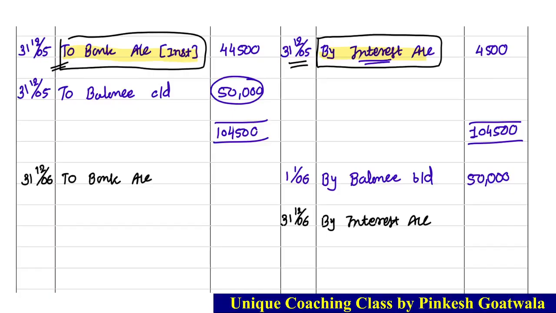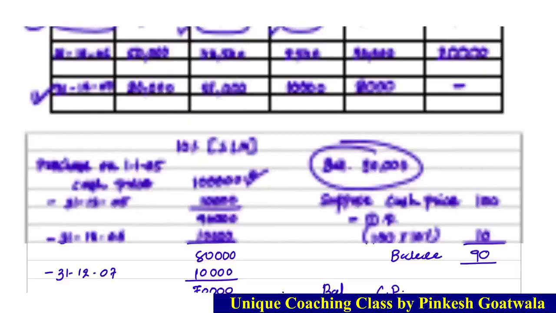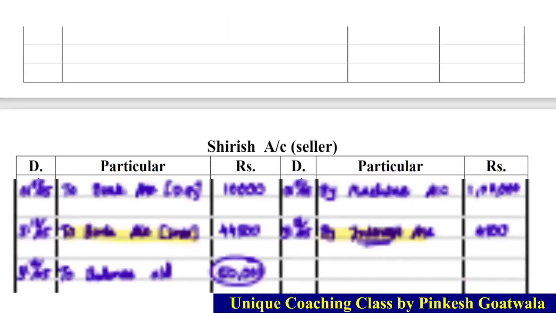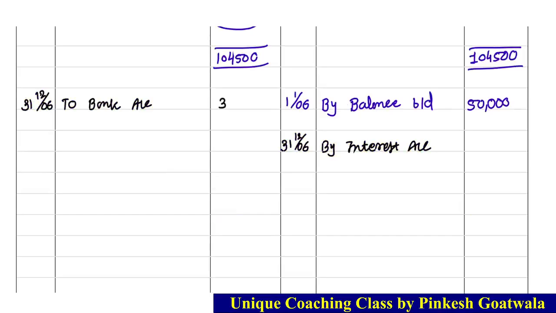Now when do we write the amount? We prepare one account at a time. Now what is the amount here? Amounts come about the interest and about the installment. So let's see, on 31st December 2006, what is the amount of installment and interest? Installment 32,500 and interest 2,500. Just give that effect. Here installment 32,500 and here 2,500. Okay, clear? Now just close the account.